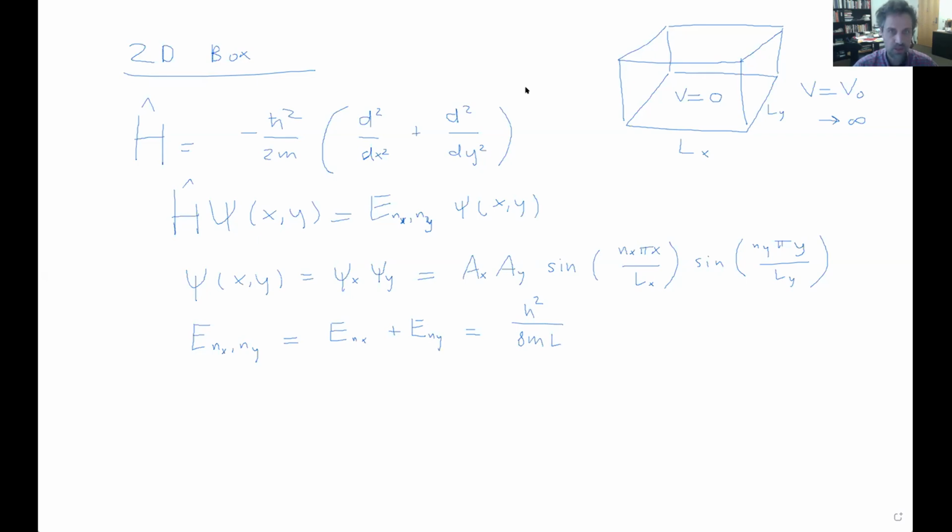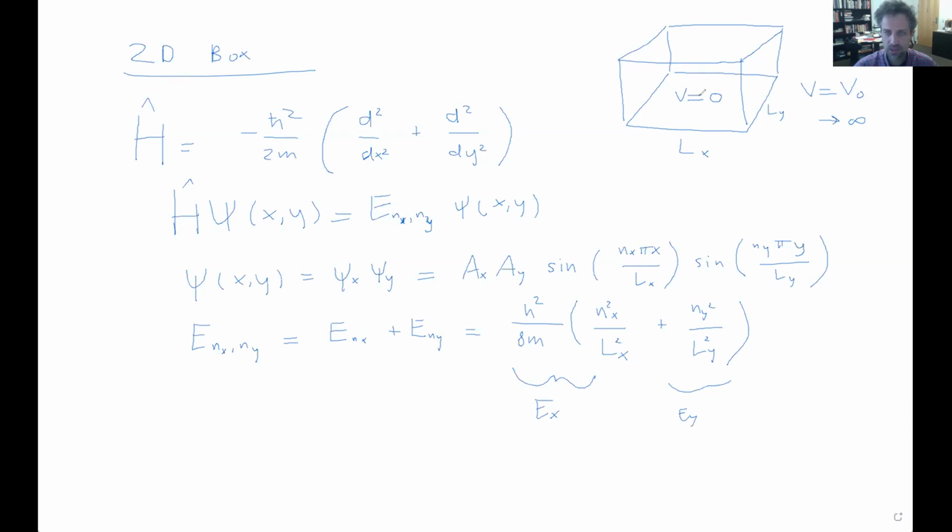Let's do it this way. n squared over the length of the box in x plus ny squared over the length of the box in y. So basically, the first one here is Ex, the second one is Ey, right? And the solutions have exactly the same shape as before of the 1-dimensional box.